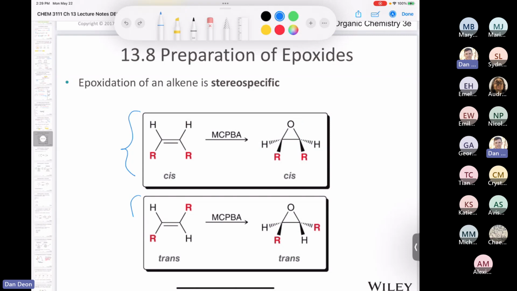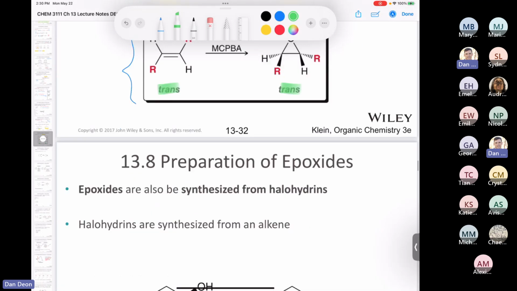They're cis on your ring. Similarly, if we start with a trans alkene, we end up with a trans oxirane. You see that the two R groups are on opposite faces of the molecule. And remember, this means that these reactions are stereospecific. Cis gives you cis, trans gives you trans. They are not stereoselective, like you don't get mixtures or anything like that. If you start with cis, you get cis. If you start with trans, you get trans. All right? So stereospecific.